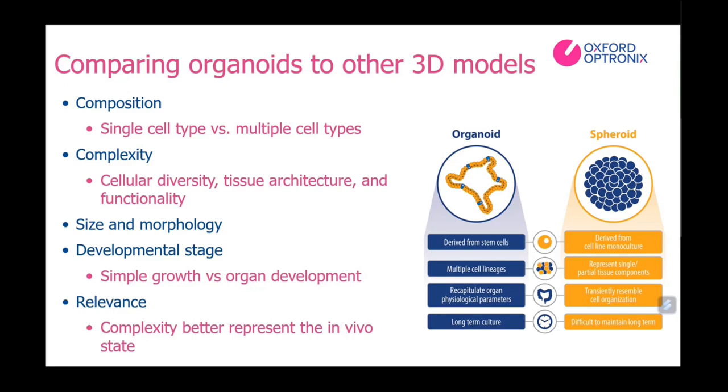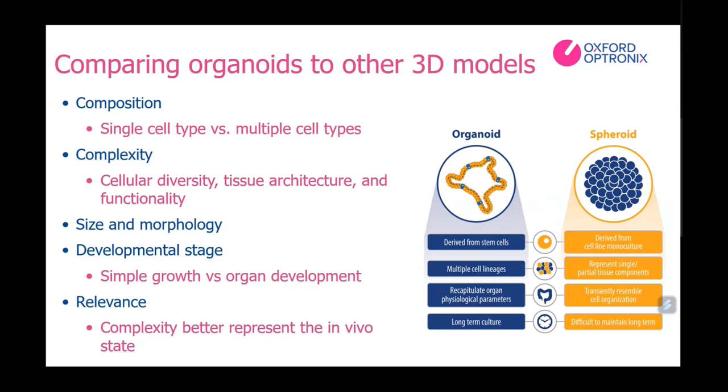Comparing size and morphology, colonies and spheroids are often smaller in size and more uniform in shape compared to organoids. Colonies are typically small clusters of cells that are randomly organized, while spheroids are circular aggregates of cells that can form in suspension. Organoids, on the other hand, can vary greatly in size, shape, and complexity depending on the type of organoid and culture condition used.